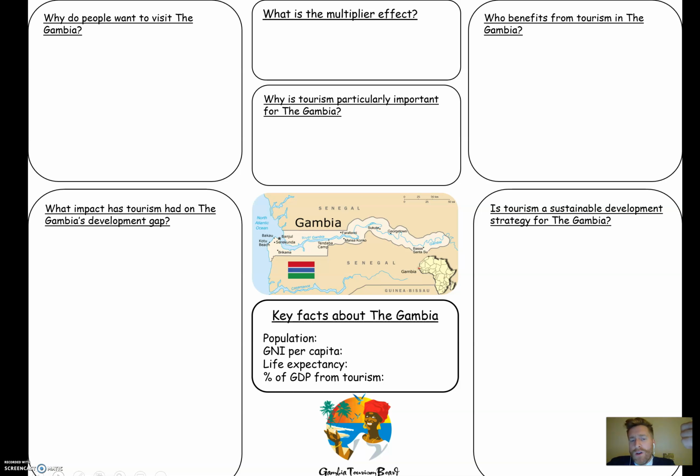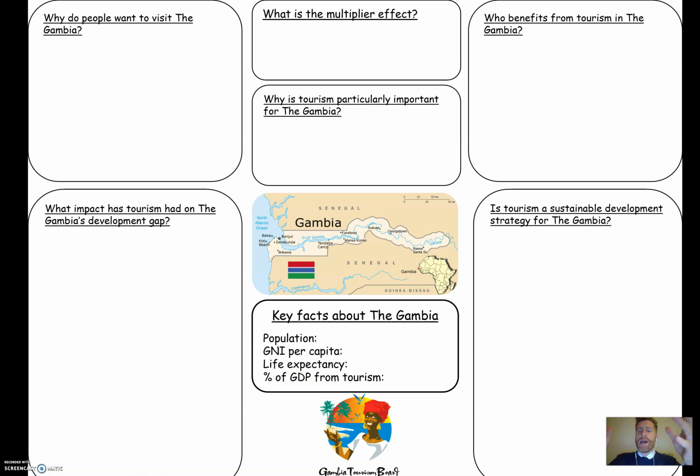What's the population? What's the gross national income per capita? What's the life expectancy? What percentage of their whole gross domestic product is from tourism? Remember, gross domestic product is basically the value of the country. If you were to sell the Gambia, how much would it cost? So what percentage of all that value comes from tourism?